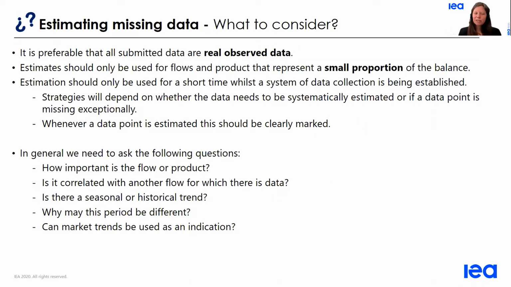And then, why may this period be different? If you use for 2020 estimations the pattern of the years before, you might not have a correct estimation because of the COVID-19 crisis. And then, can market trends be used as an indication? So basically, really try to make a scope of all the information available out there to help you do an accurate estimation.